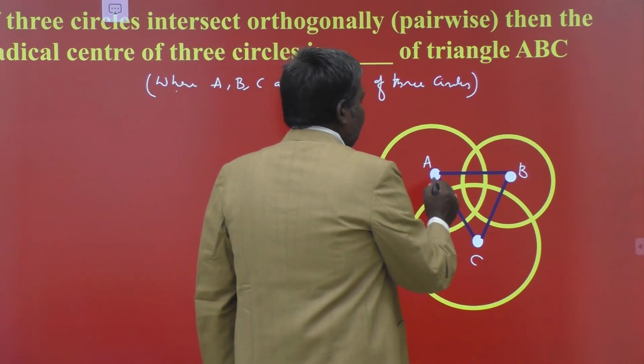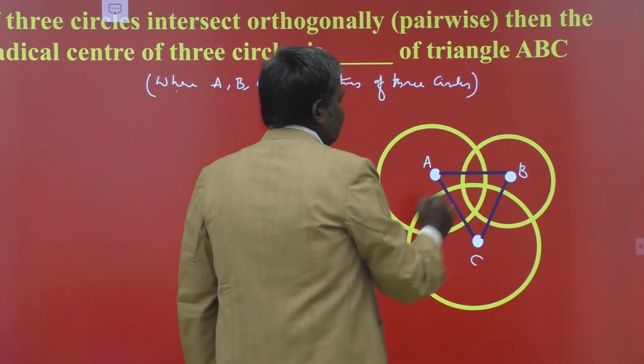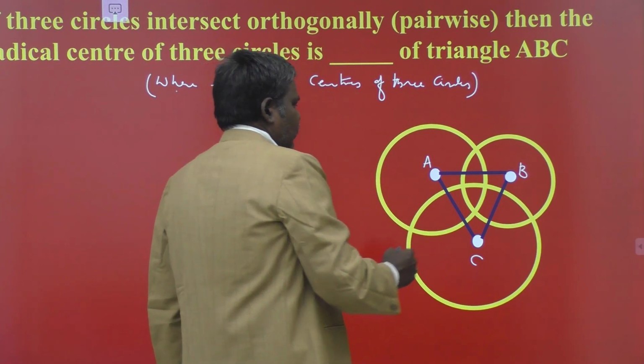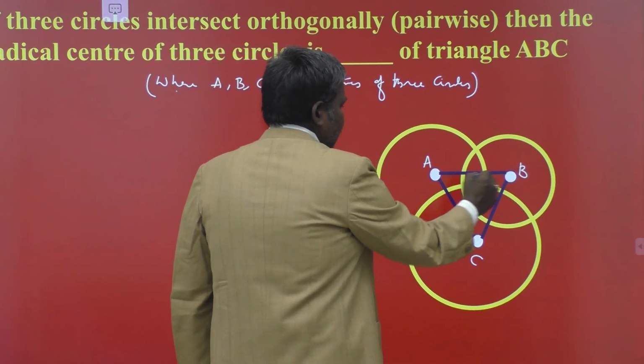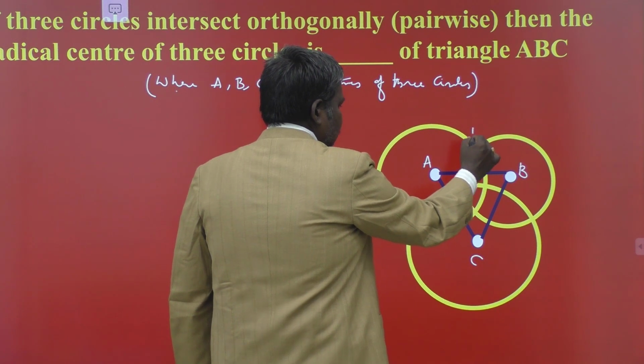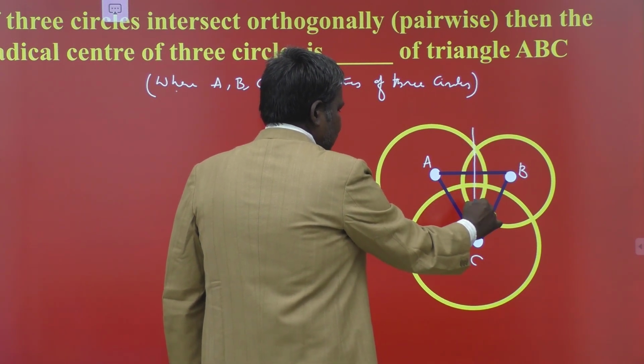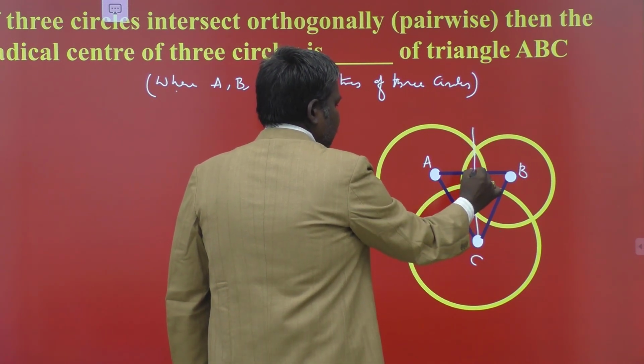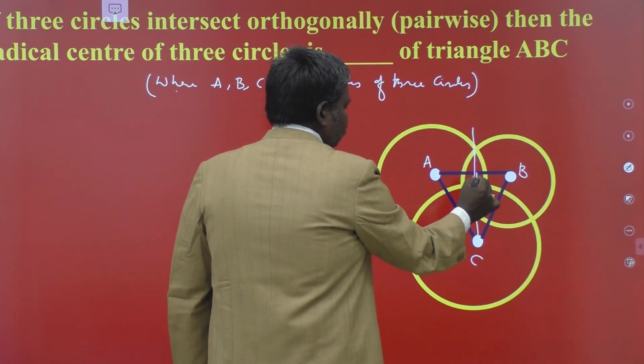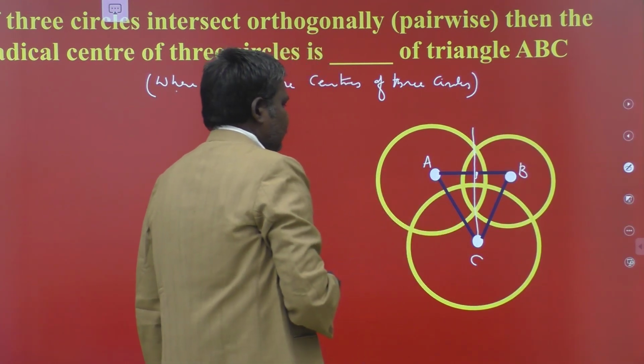We know that the radical axis of any two circles is perpendicular to the line joining their centers. These two are the centers of these two circles. So this is the corresponding radical axis. Am I correct or not? This is perpendicular to what? The line joining of these centers.